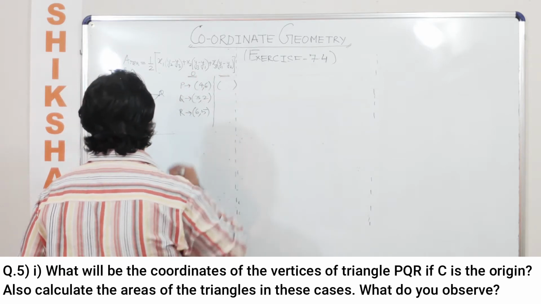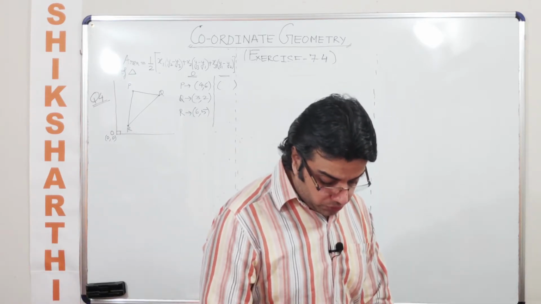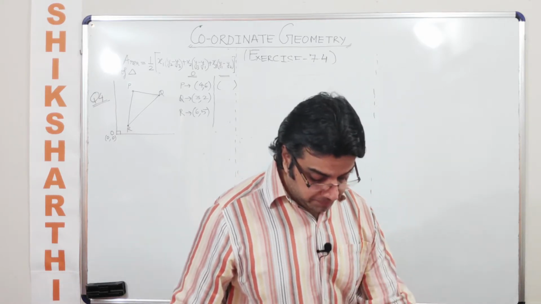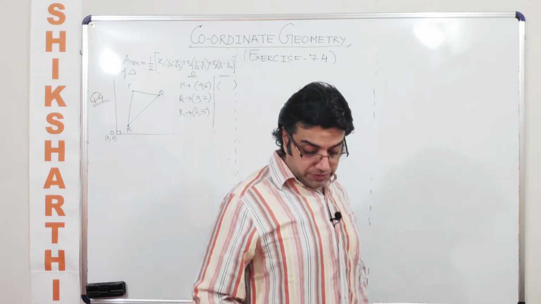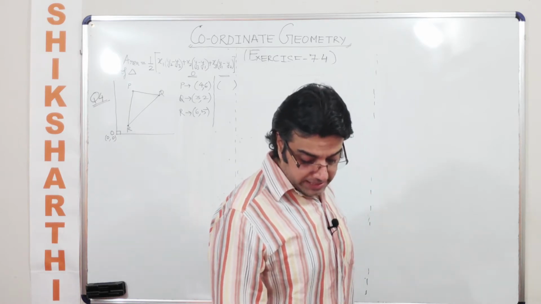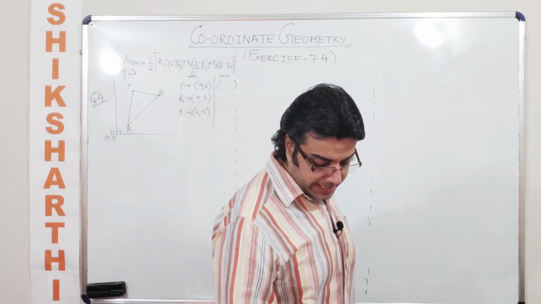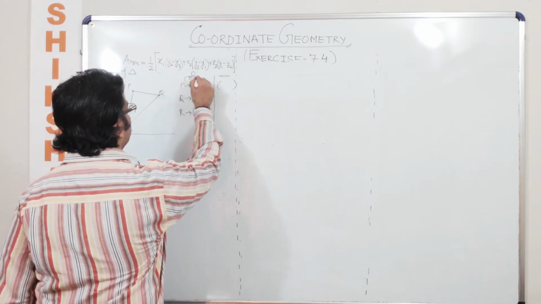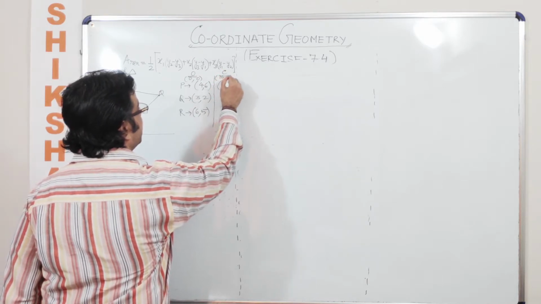Now the origin is being shifted to C. So when you're shifting the origin to C, let us first find out the coordinates of C as it is. The X coordinate is 1, 2, 3, 4, 5, 6, up to 16, and the Y coordinate is 1, 2, 3, 4, 5, 6, 7, 8. So the origin was 0, 0, and now C is 16, 8.